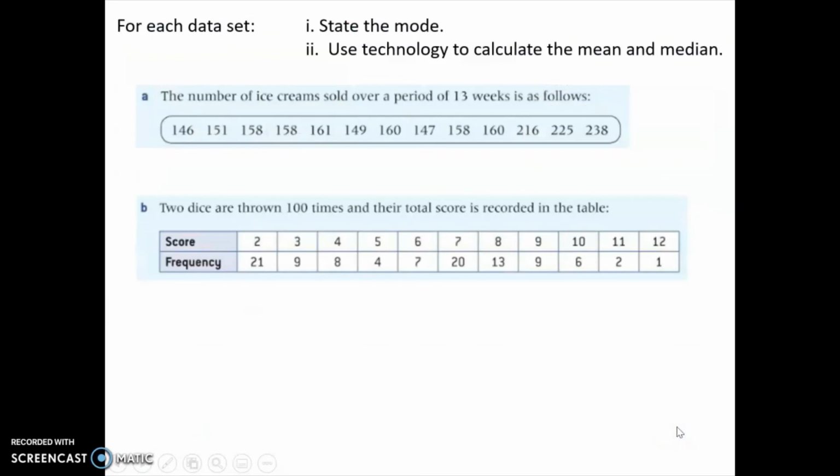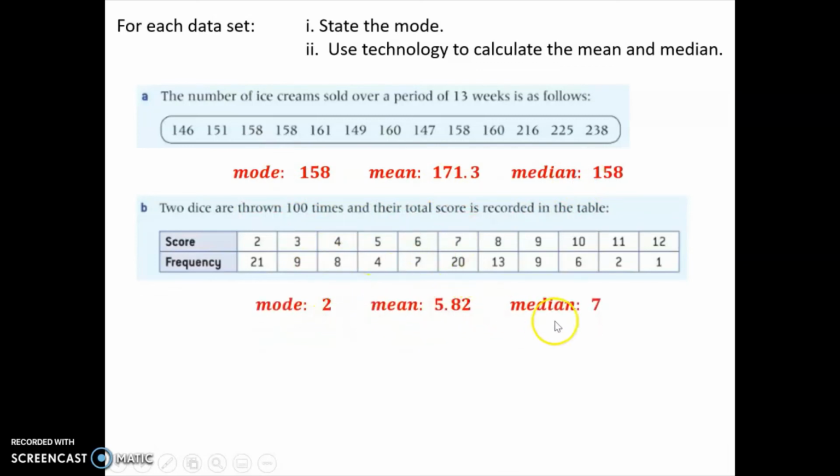All right, a couple more problems for you to try. Looking at both these data sets, state the mode. Just by looking at the data, you should be able to state the mode. And then use technology to calculate the mean and the median as we have. Try them out. Okay, check your answers. First one: mode, mean, median. And second one: mode, mean, median.